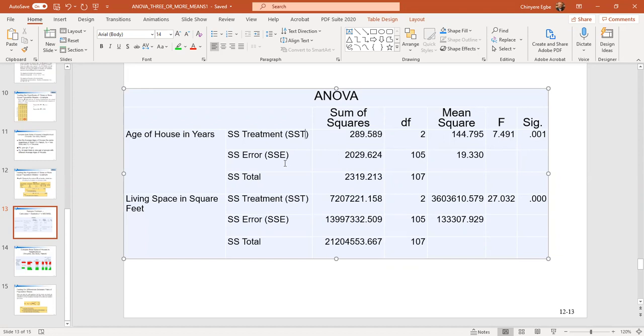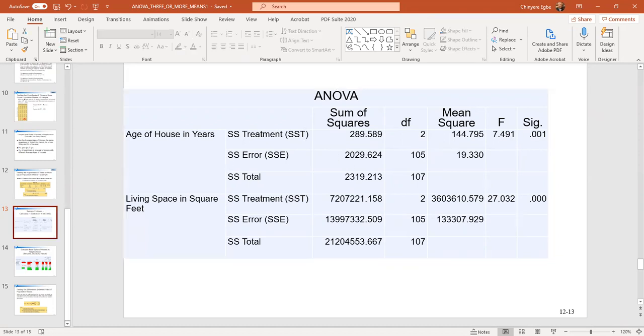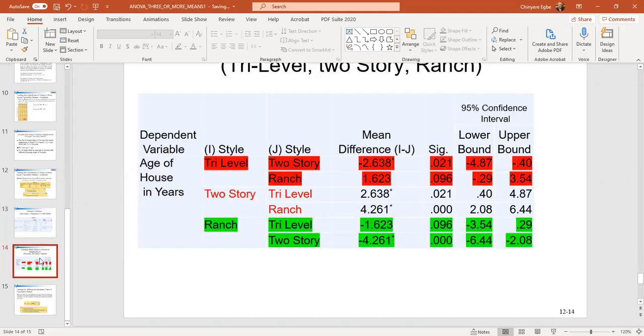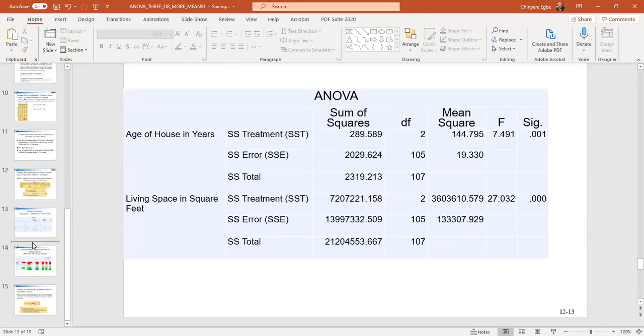Now, how do you use that to do a test of hypothesis? We're going to go and solve an actual problem. We're going to compare this calculated F to a critical F. So how do we do that?